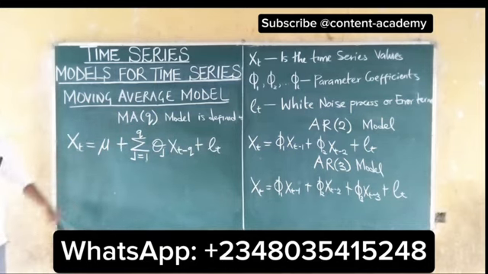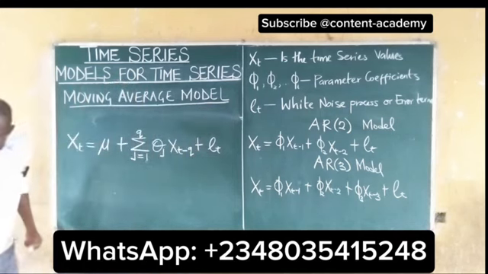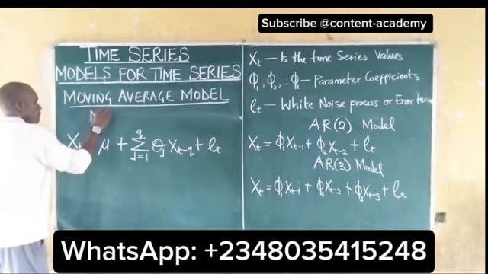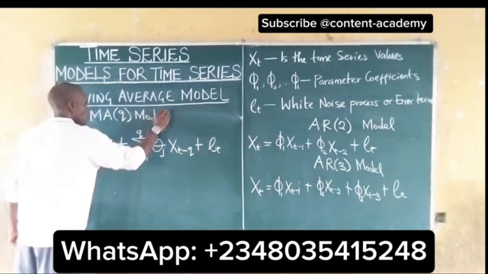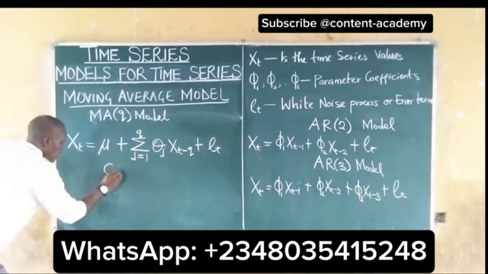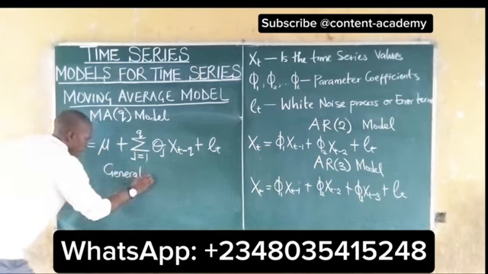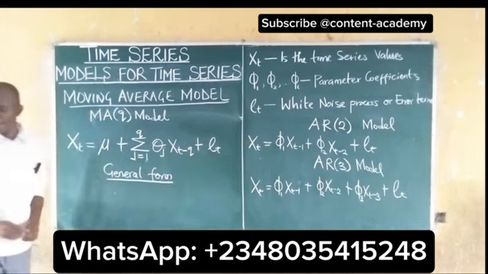So this is the model for the moving average. Let me write it out properly: the moving average of order q model. So it's defined as this. Now, we can also write the general form of this model.